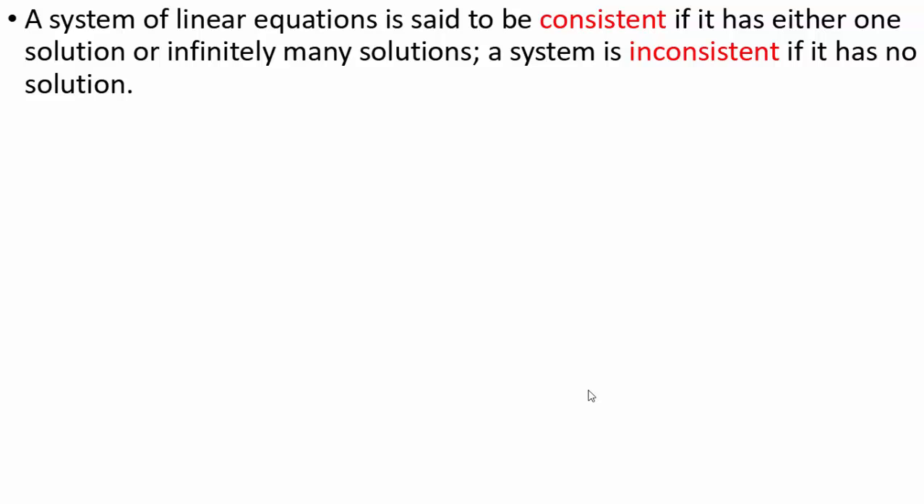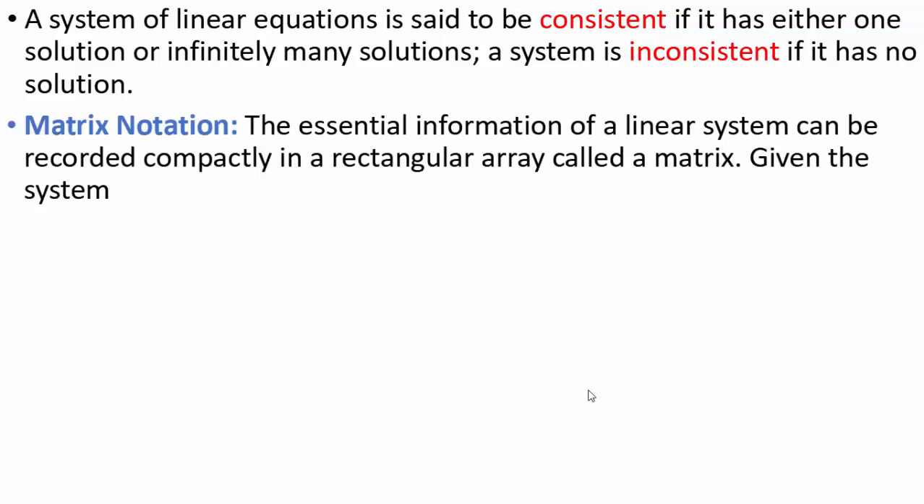If the system has one or more than one solutions, then we shall call that system a consistent system. And if the system has no solution, then it can be called an inconsistent system. We shall solve this system by matrix method also.